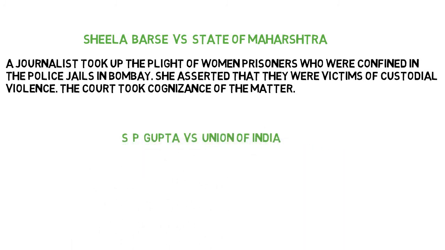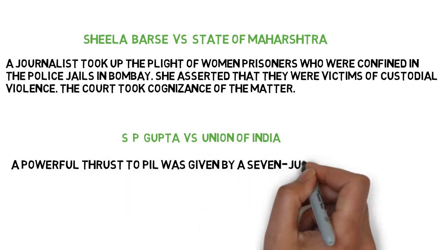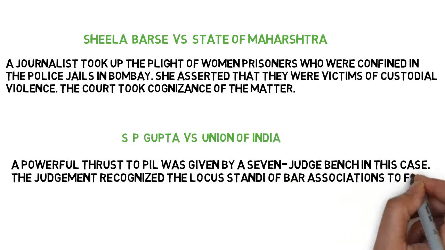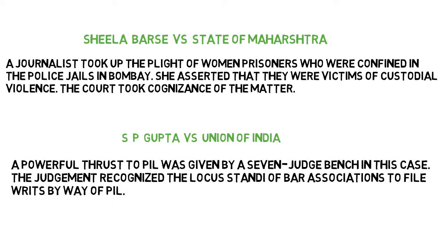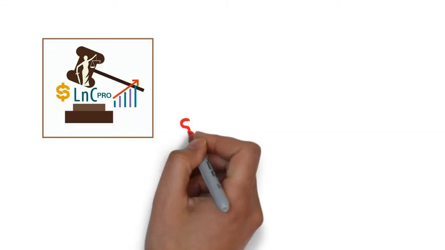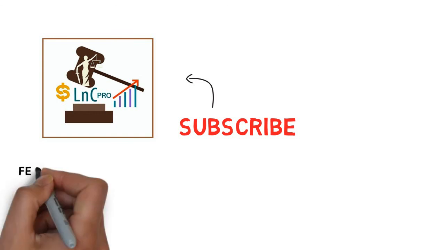Next case is very important, SP Gupta vs Union of India. In this case, a powerful thrust was given to the PIL by a 7-judge bench. The judgment recognized the Locus Standi of Bar Association to file the writ petition by way of PIL. This was the PIL.